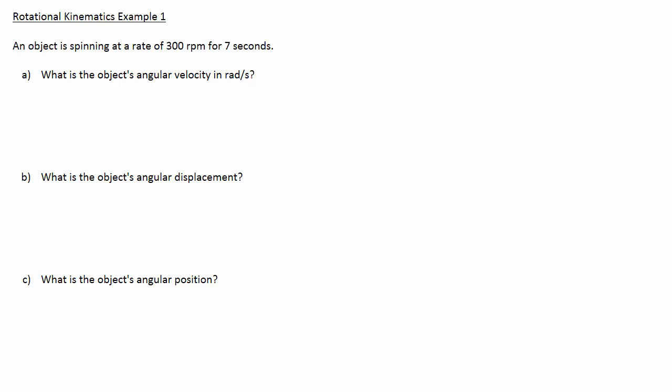In this example, we're going to look at an object that is spinning at a constant rate. So for part A, if I'm trying to find the angular velocity, the only part of this question that I really wanted to emphasize is the fact that I'm giving you the object's rate of rotation in RPM, and we need to find the angular velocity in radians per second for most of our applications.